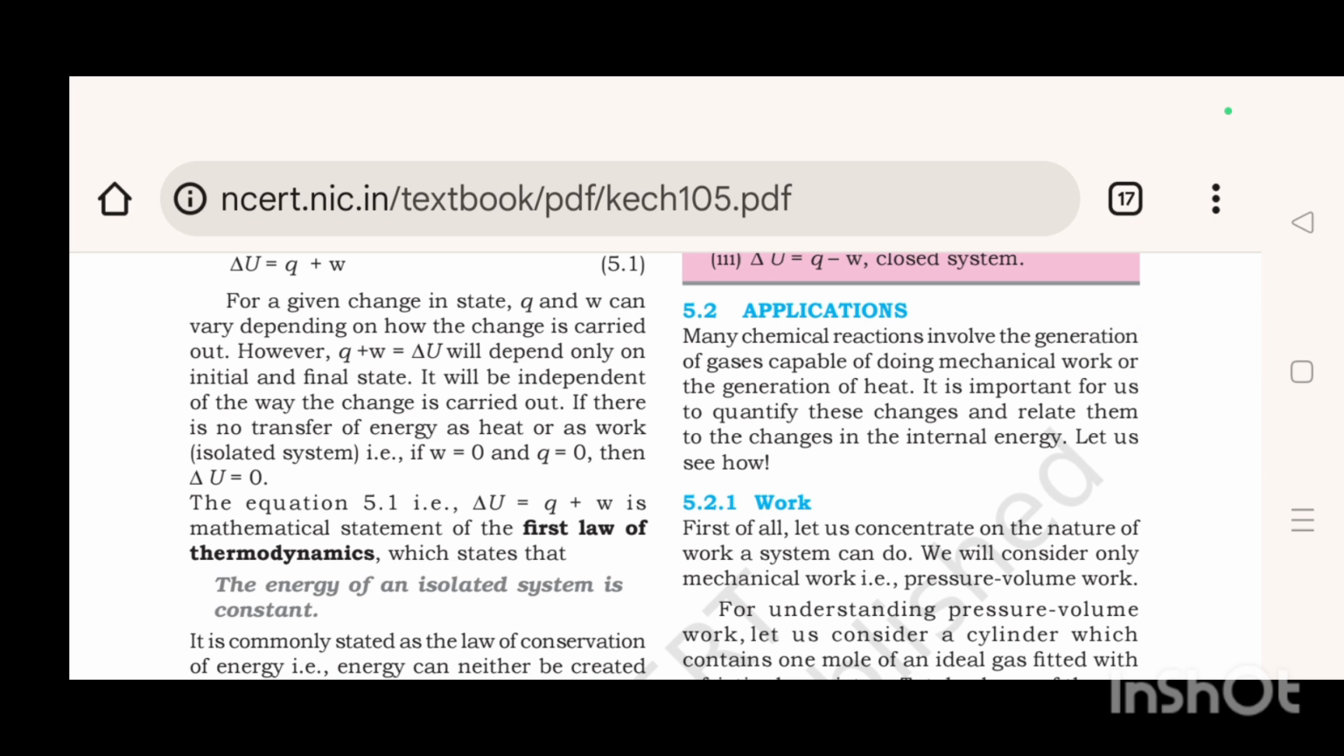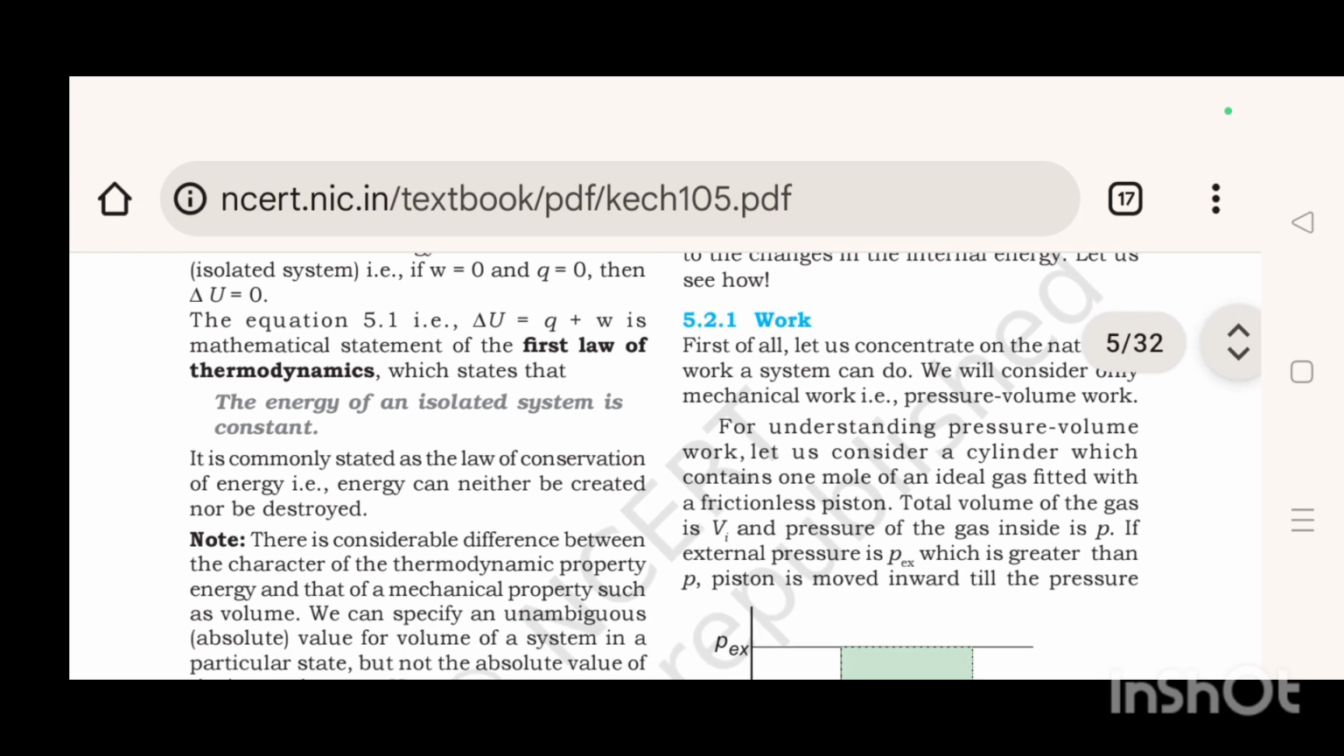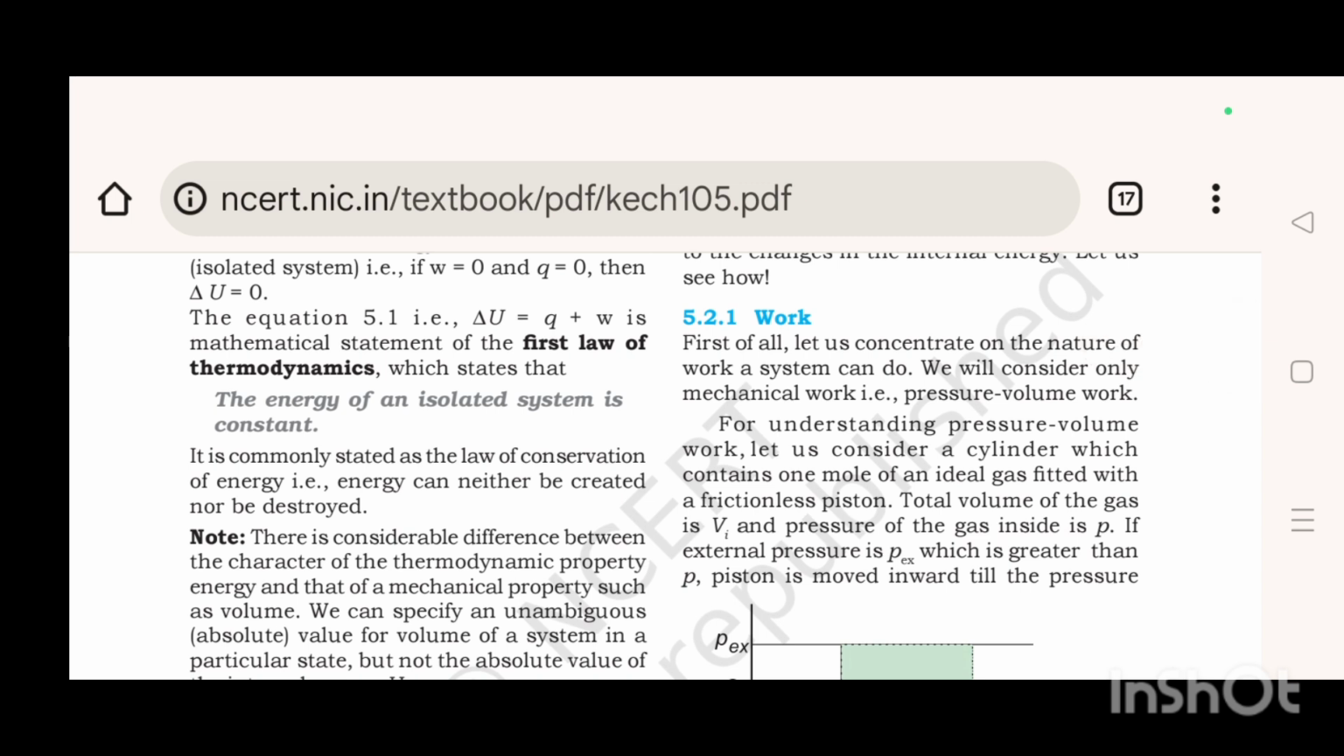If there is no transfer of energy as heat or as work, if W equal to 0 and Q equal to 0, then delta U equal to 0. The equation delta U equal to Q plus W is the mathematical statement of the first law of thermodynamics, which states that the energy of an isolated system is constant. It is commonly stated as the law of conservation of energy, that energy can neither be created nor destroyed.